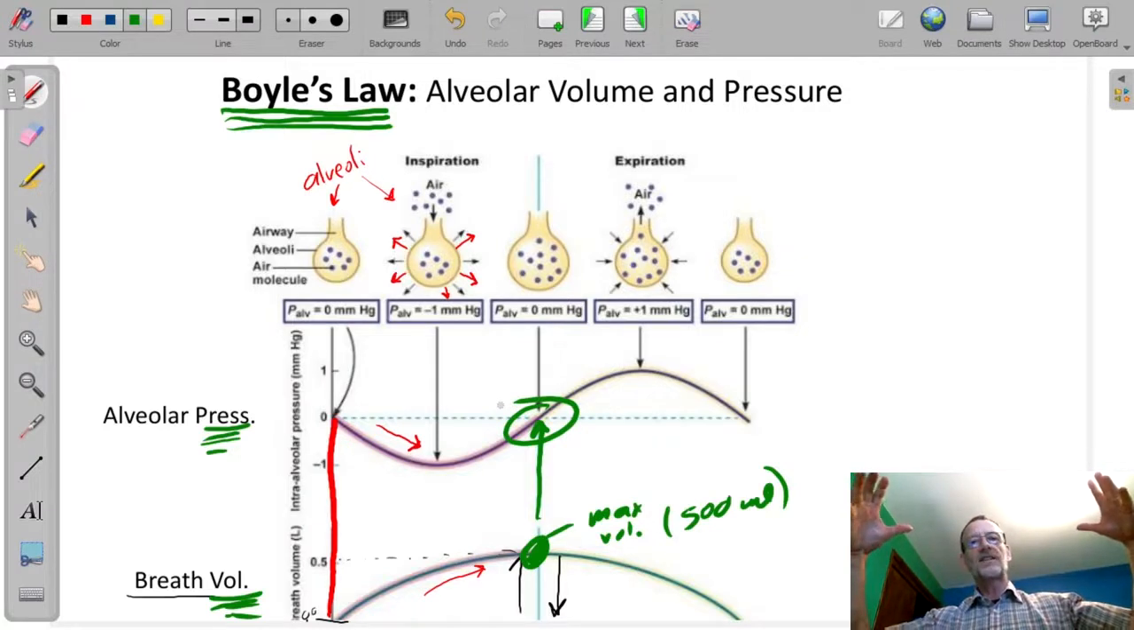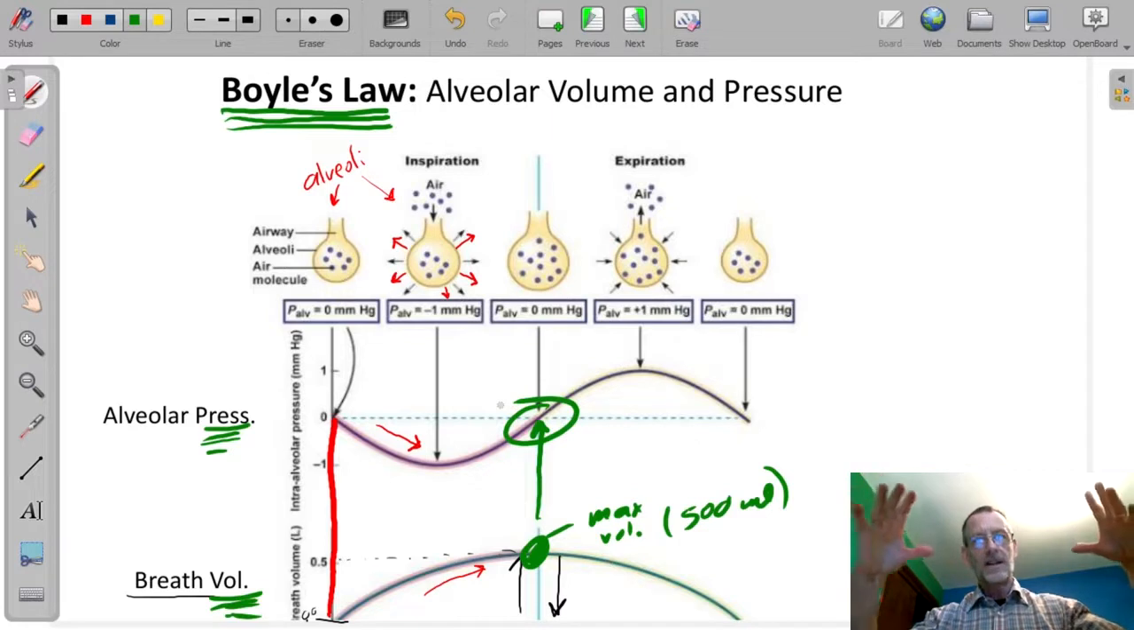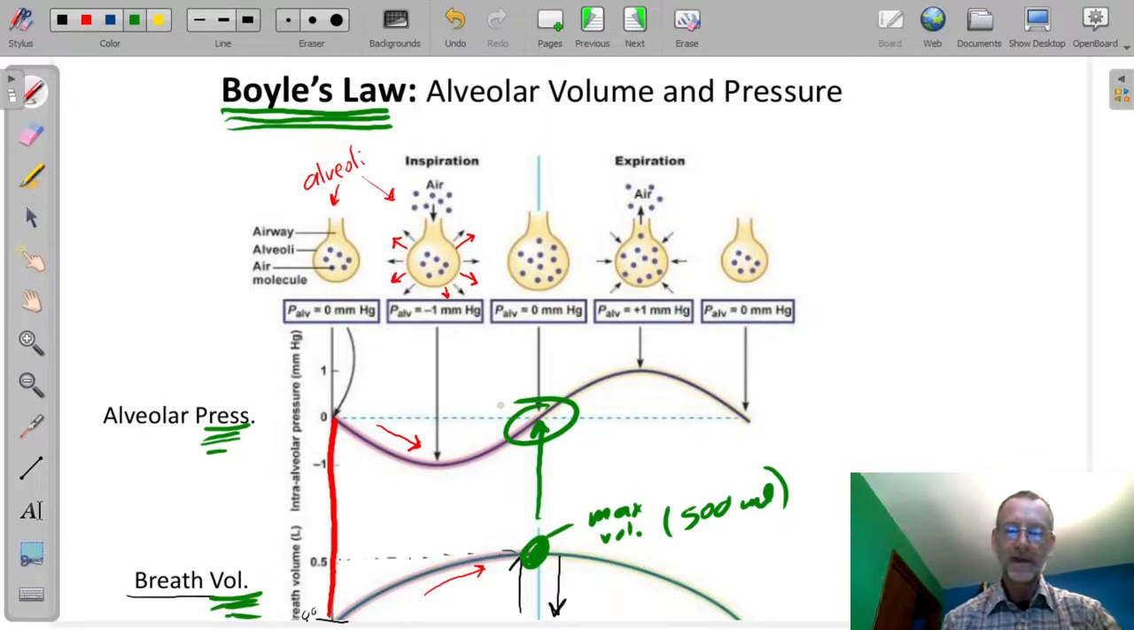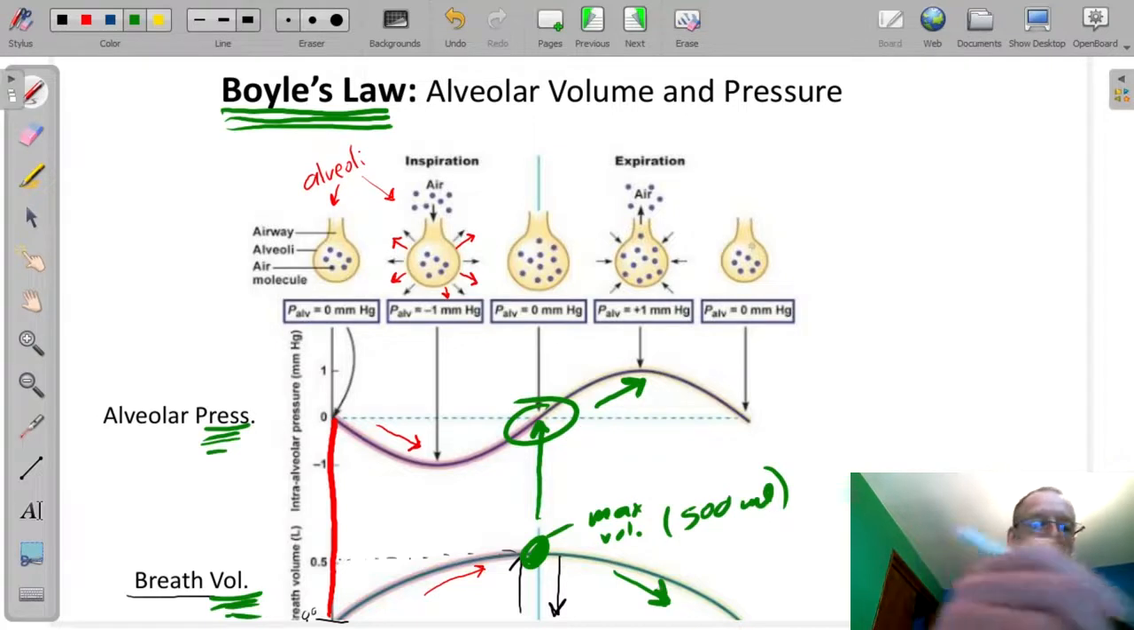And then I start to exhale, the lung volume collapses, and the pressure goes up. And here's the increase in the pressure. And that increased pressure then forces the air out. So play around with this diagram until you're comfortable with it, until it makes sense, and then move on.